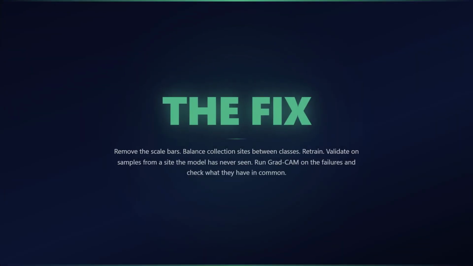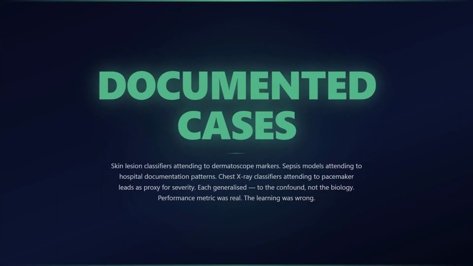So what's the actual fix for this project specifically? What do we do? Remove the scale bars, balance the collection sites between classes, retrain, validate on samples from a site the model has never seen, then run Grad-CAM on the failures and check what they have in common.